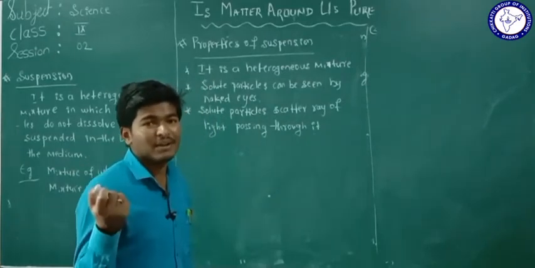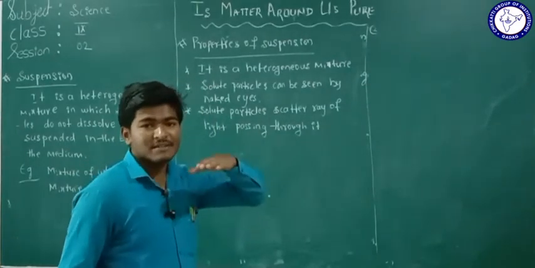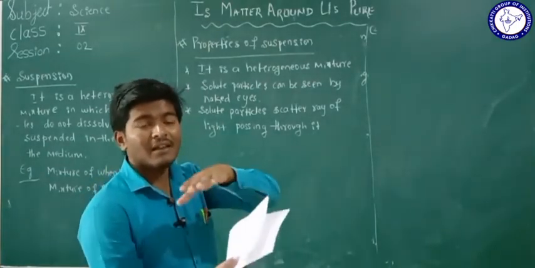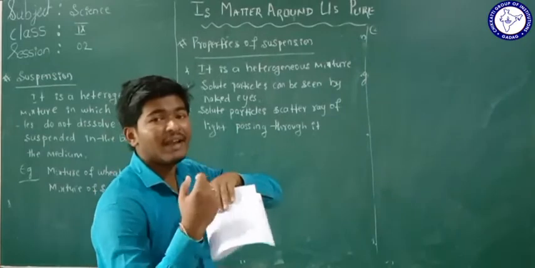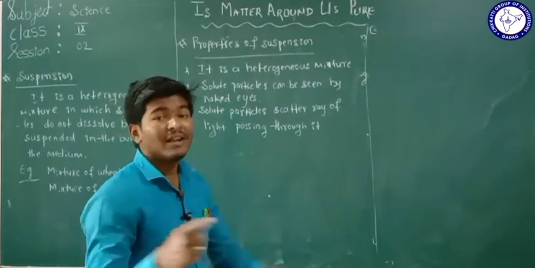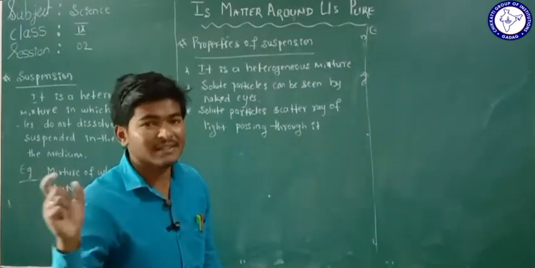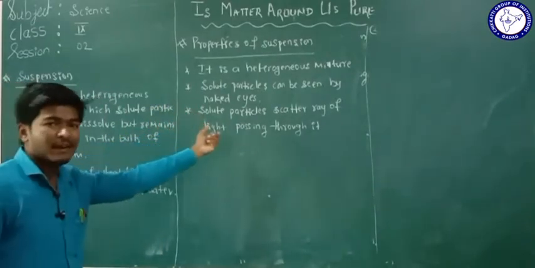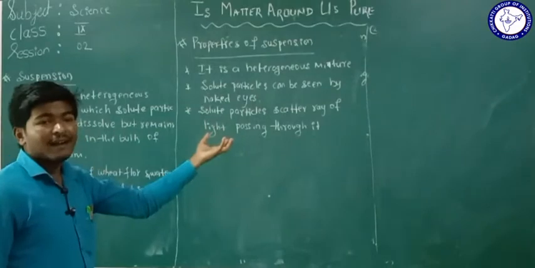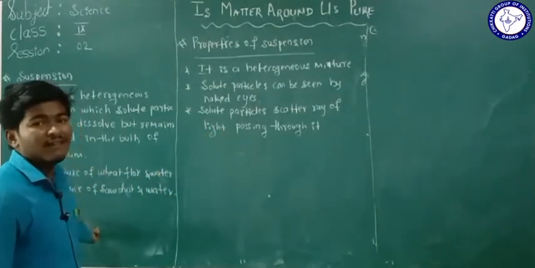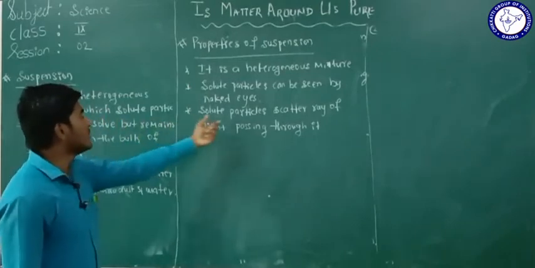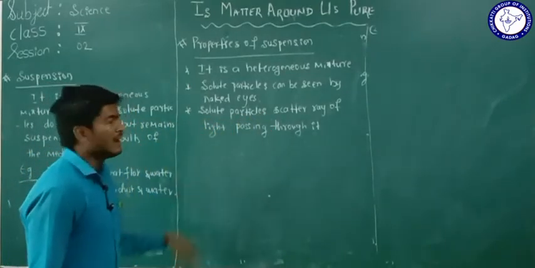What does it mean? When the ray of light passes through the solution, the solute particles present in the water oppose the ray of light passing through it. Therefore it scatters the ray of light. Is it clear? Because the size of the solute particle is very big here, we can see it by the naked eyes. Therefore it scatters the ray of light. So another property of the suspension is that solute particles scatter the ray of light passing through it.